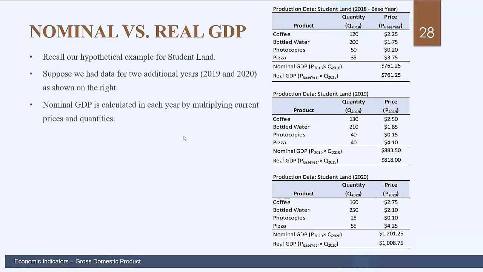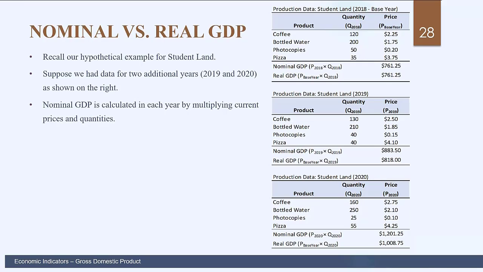Nominal GDP is of course calculated in each of these years by multiplying the current price by the current quantity. In 2018, nominal GDP is $761.25. Now, in 2019, to get nominal GDP, we do the same thing. We take the quantities, multiply them by the prices, take the sum, and we get $883.50. Similarly, for 2020, we multiply the prices and quantities, and we get 1,201.25. Now, to calculate real GDP, we need to pick a base year.